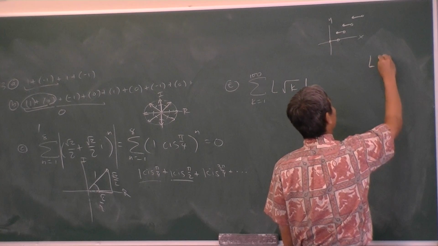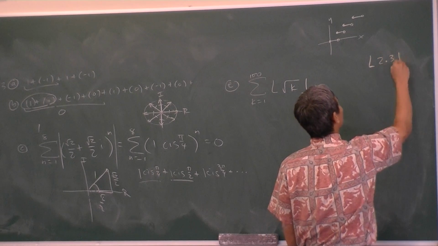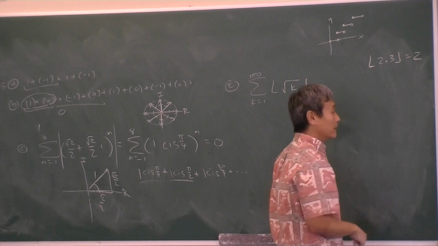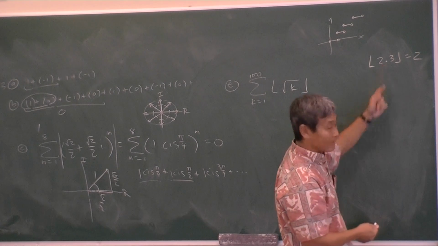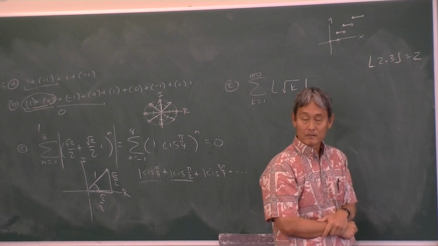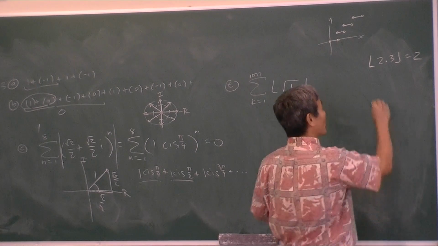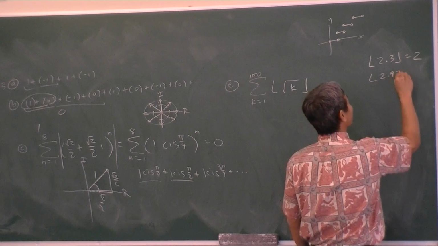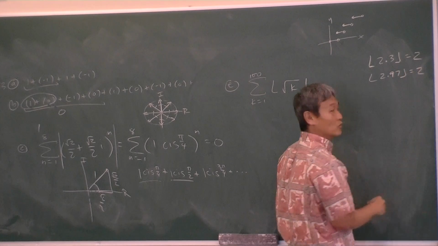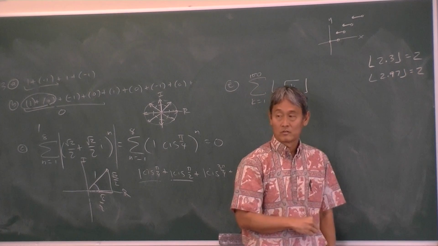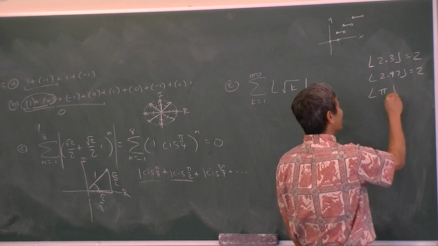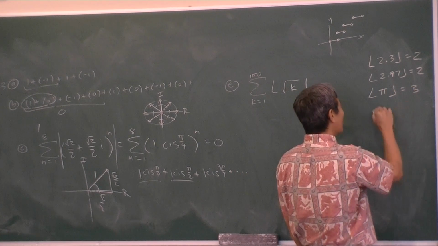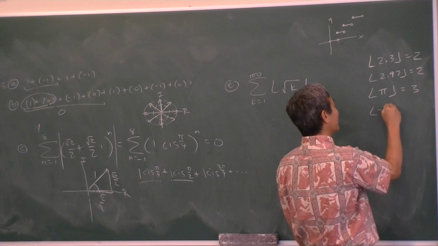Okay, what's the greatest integer of 2.3? It's 2. It gives you the biggest integer that's less than or equal to the number. So what's the greatest integer of 2.97? It's 2. What's the greatest integer of pi? 3. What's the greatest integer of negative 4.53?